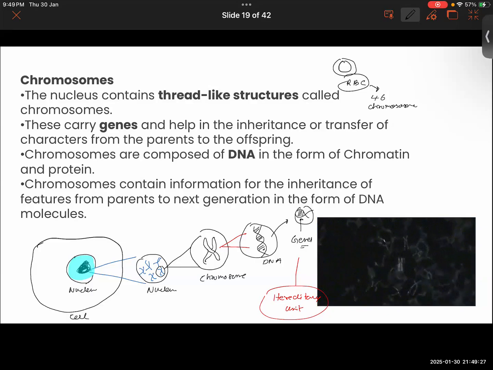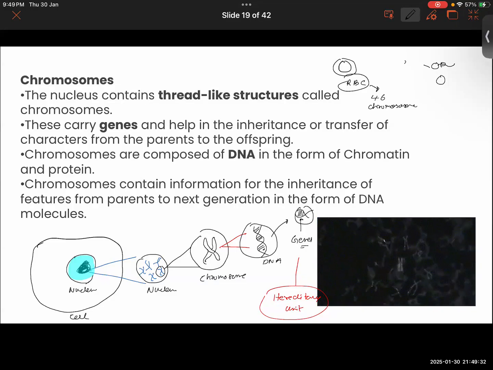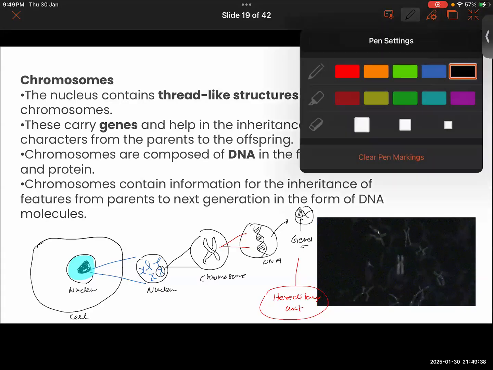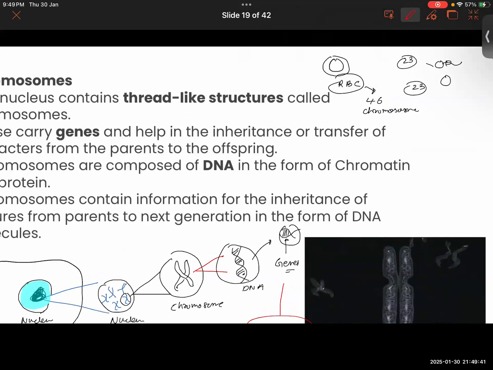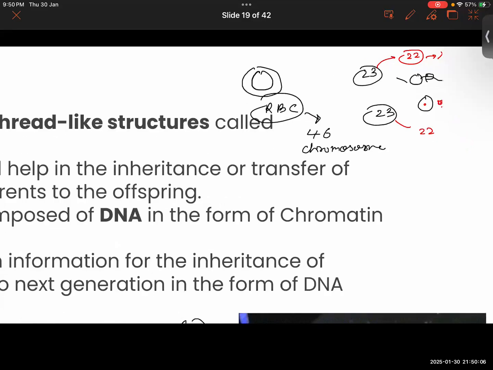But when we talk about the sperm cell or the ovum cell, they have half the chromosomes. They have 23 chromosomes. Out of these 23 chromosomes in the sperm cells, 22 chromosomes would be the same, but the 23rd chromosome can be either X or Y. But in the case of the ovum, what do we know? It can only be X. So hope you guys are getting that much.